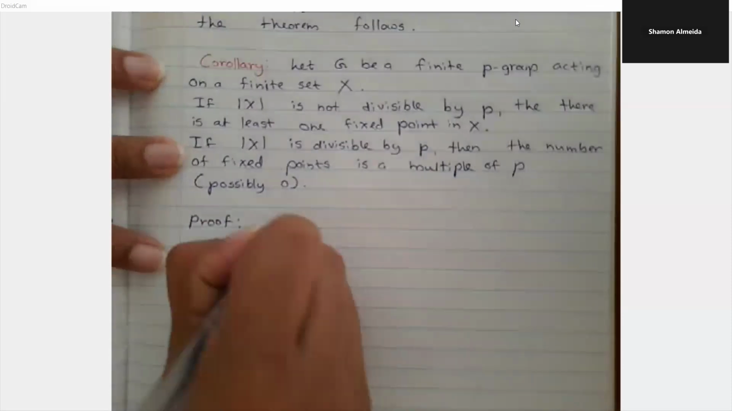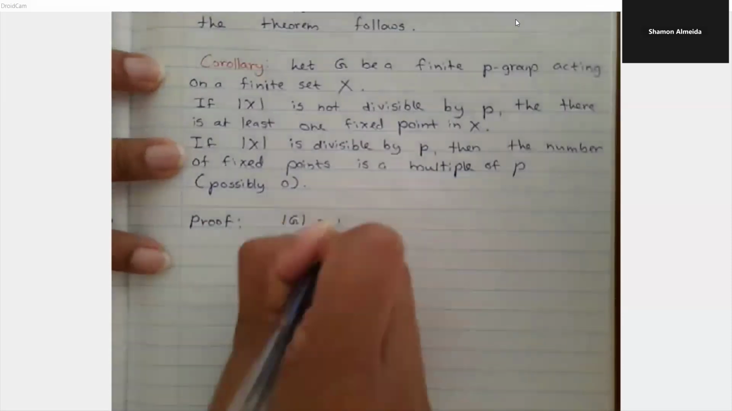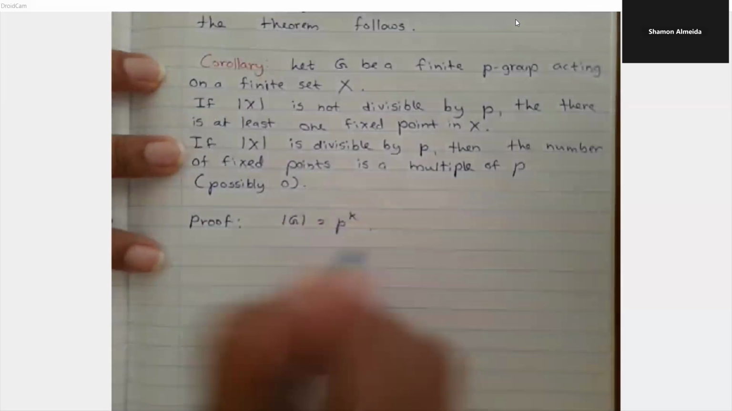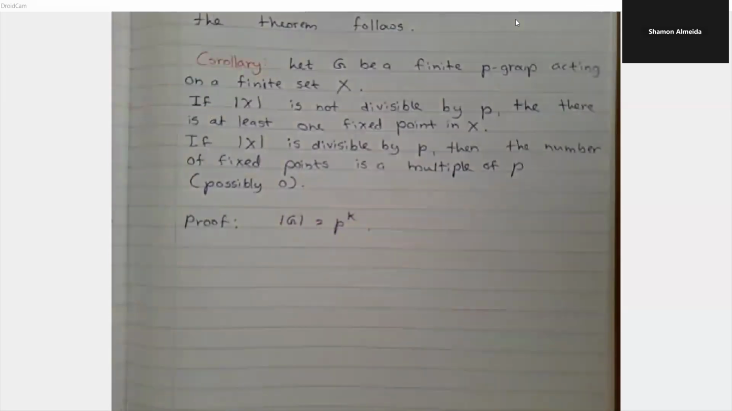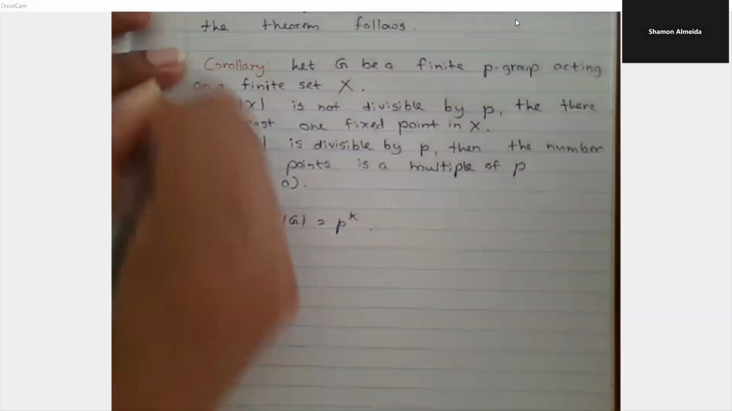Then the order of G by definition is p^k for some non-negative number k, and X is finite. First statement is, if the order of X is not divisible by p, then there is at least one fixed point in X. So let's assume the number of fixed points in X to be 0. In that case, we must arrive at a contradiction. We're simply going to use the method of contradiction.